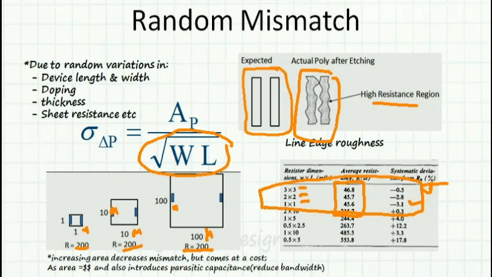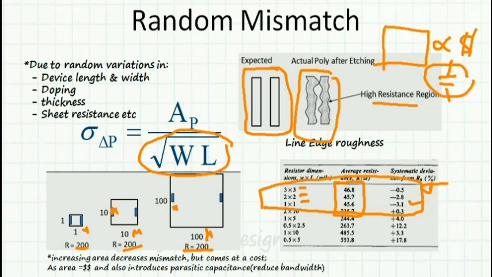But then there is a catch. When I increase the area in semiconductor, area is always money. I need to shell out a lot more money for getting a proper less mismatch resistance. But that's not all. Bigger area also implies a parasitic capacitance, and this capacitance will reduce the bandwidth. So random mismatch always is reduced by increasing area, but it comes with these two clauses. So we need to take care in our design.